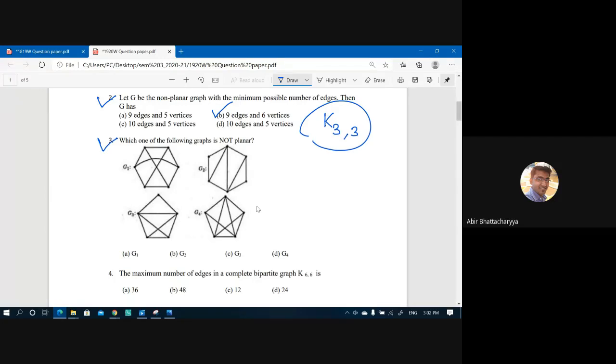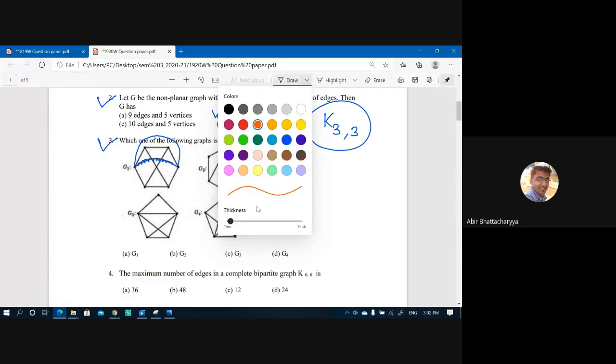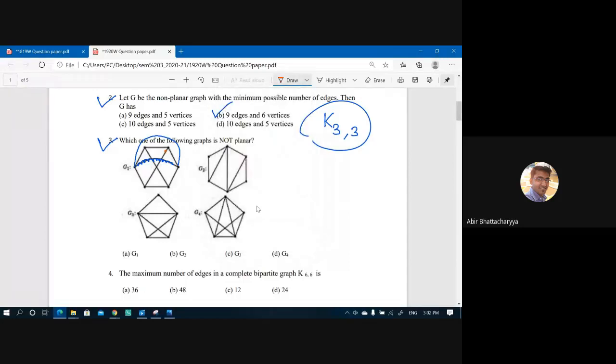Which of the following is not planar? First of all, G1 is planar. How can I say G1 is planar or not? Just remove this edge or redraw this edge from here to here. Okay, and redraw this edge. Suppose, or no, just a minute.